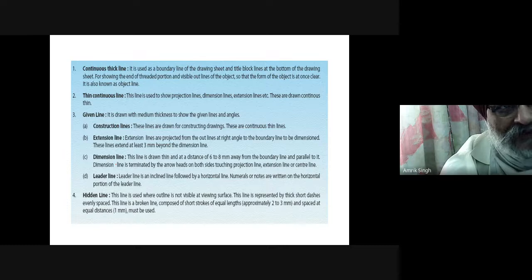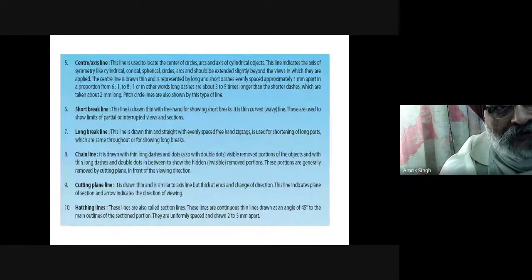So this is a continuous thick line. And if it is a thin line, then we can draw with a smaller pencil. Okay? So thick line and thin line, construction line, extension line, dimension line, leader line, hidden lines. So all these things will be shown in the drawing. So these are the different types of lines.